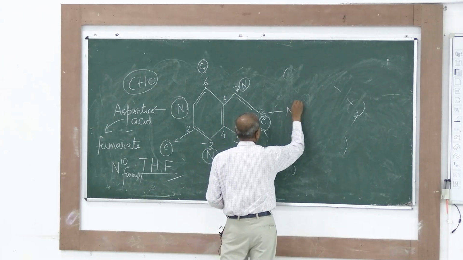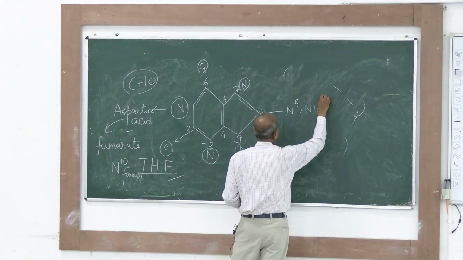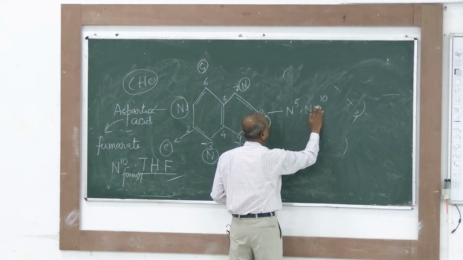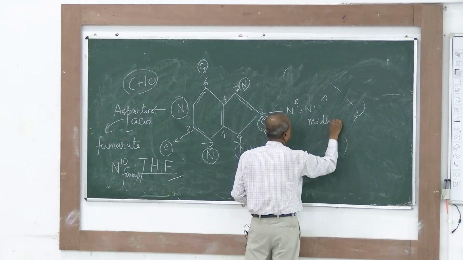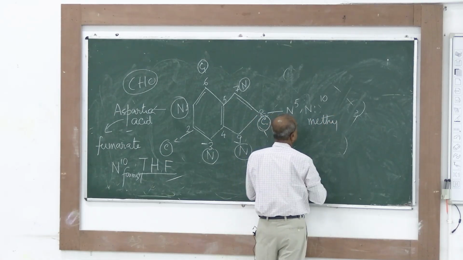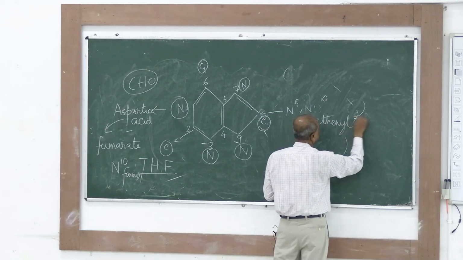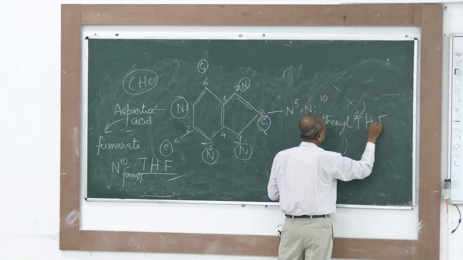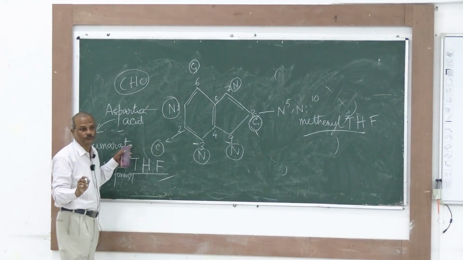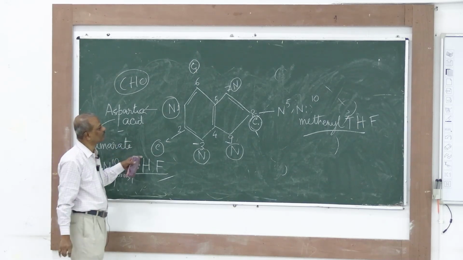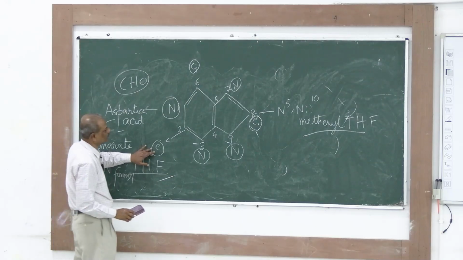This is N5, N10 methenyl tetrahydrofolate. Both basically give a formyl group, formyl carbon. Okay. So one position is over, two position is over.